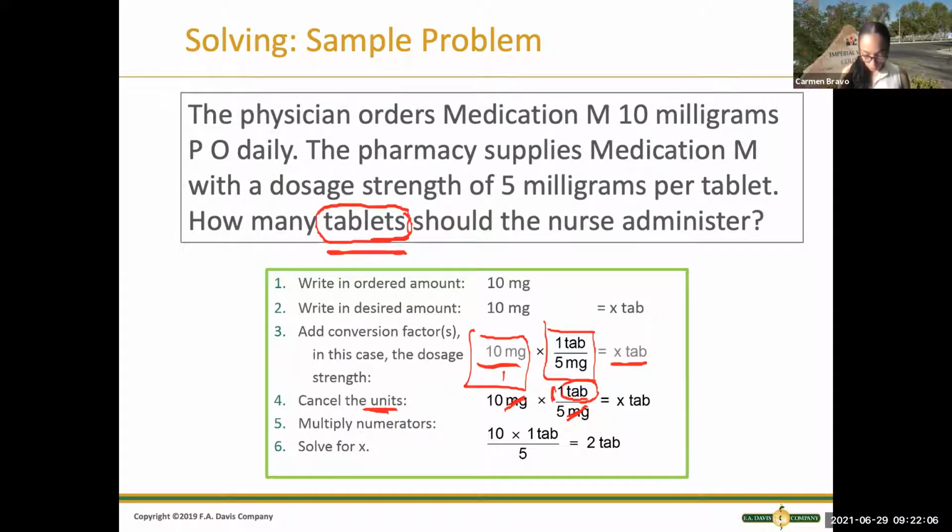Then you're going to solve the problem by multiplying the numerators. You multiply the numbers on the top, 10 times 1, which equals 10. In the bottom, we only have 5. But if you had another number, you would multiply it. If it was 1 times 5, it would be 5. So you're left with 10 divided by 5, which is equal to 2. So it will be 2 tablets. This is the answer for your problem.